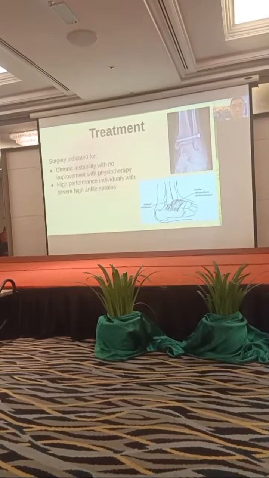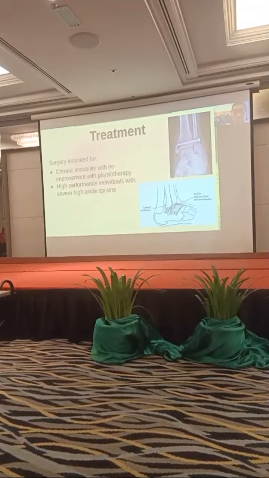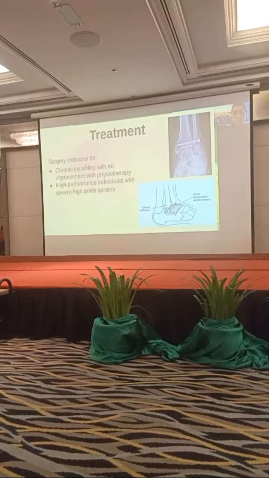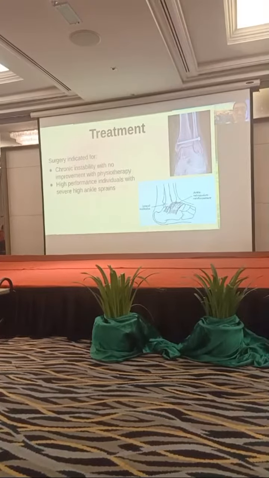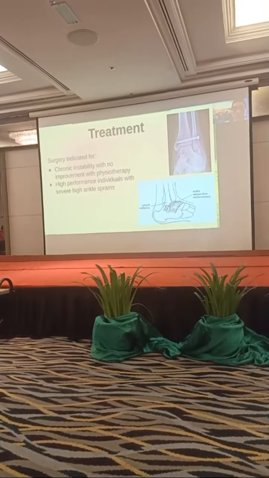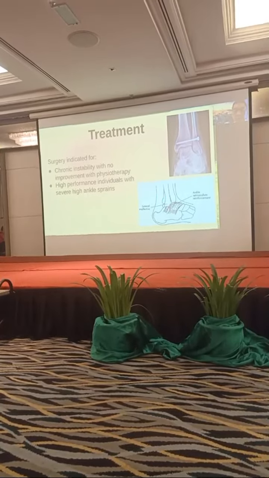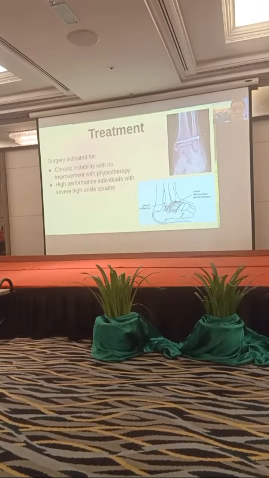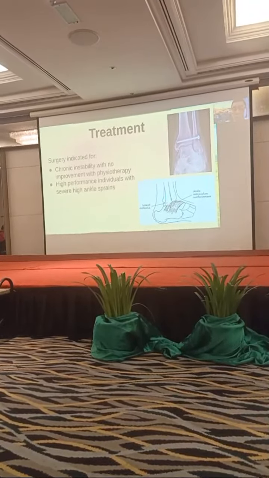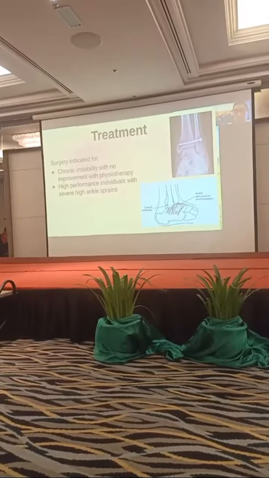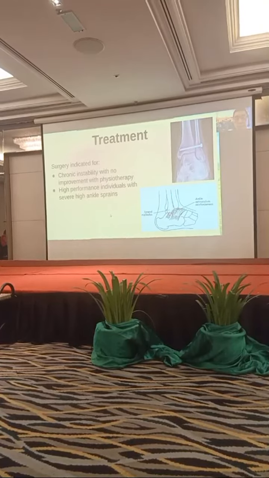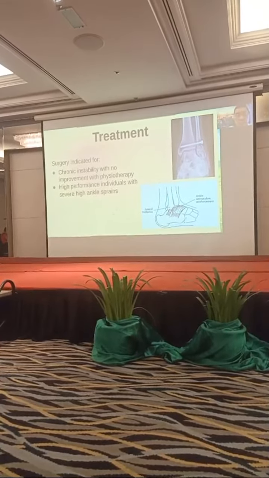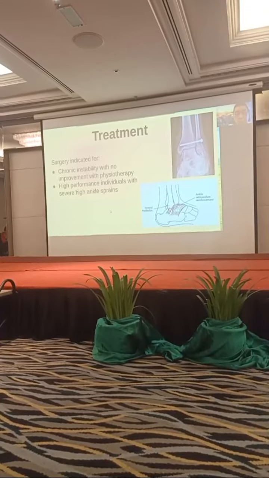Surgery is indicated only if there is chronic instability with no improvement in spite of physiotherapy, and by that I mean typically at least a few months of regular physiotherapy, or in the case of high-performance individuals with a severe and unstable high ankle sprain. In the case of a surgical procedure, what we would normally do is we would actually repair the lateral ligaments that have been injured, and for a high ankle sprain, sometimes you have to put in a screw to stabilize the distal tibiofibular joint.